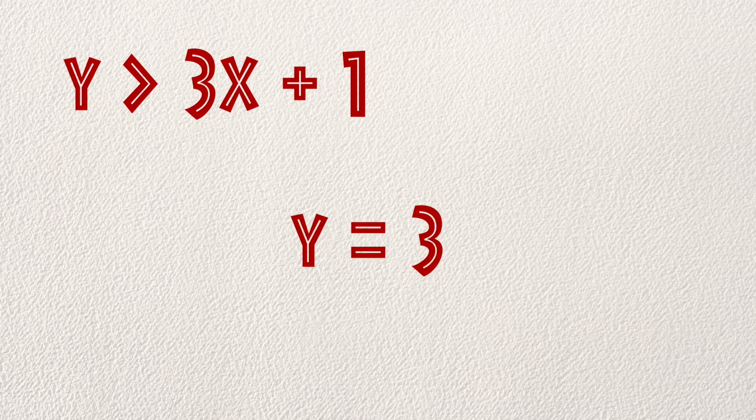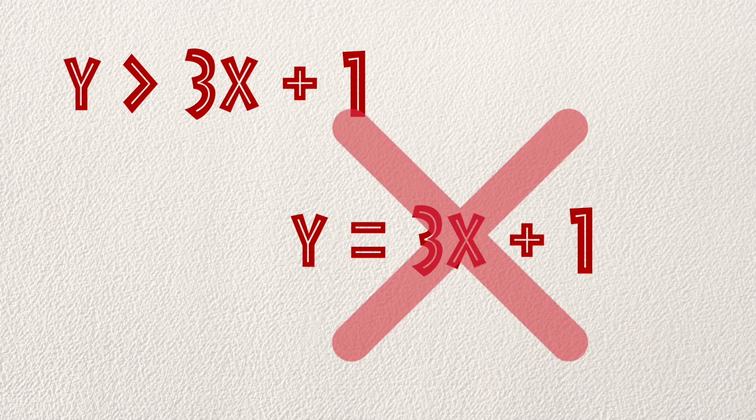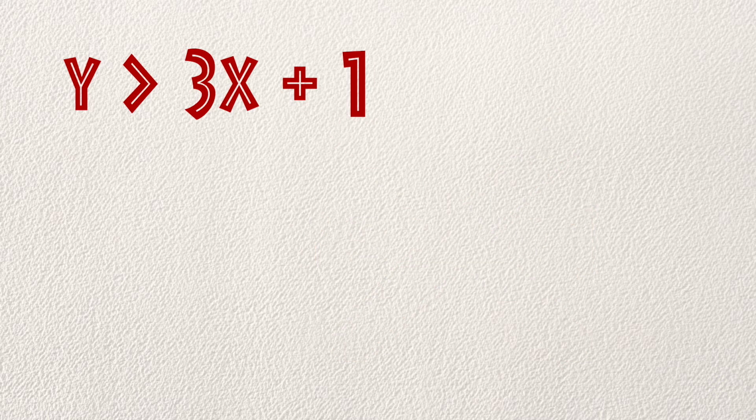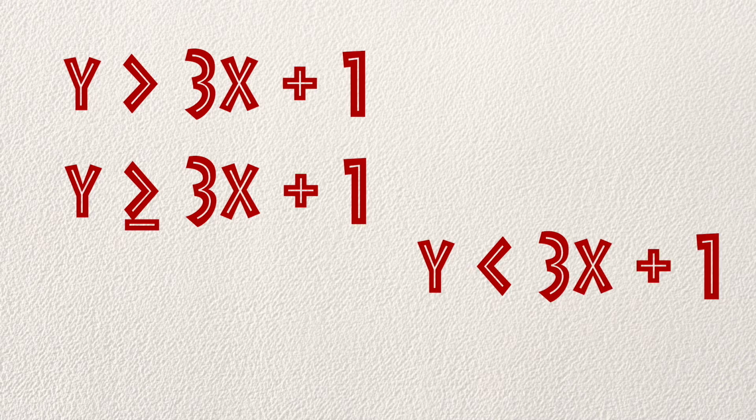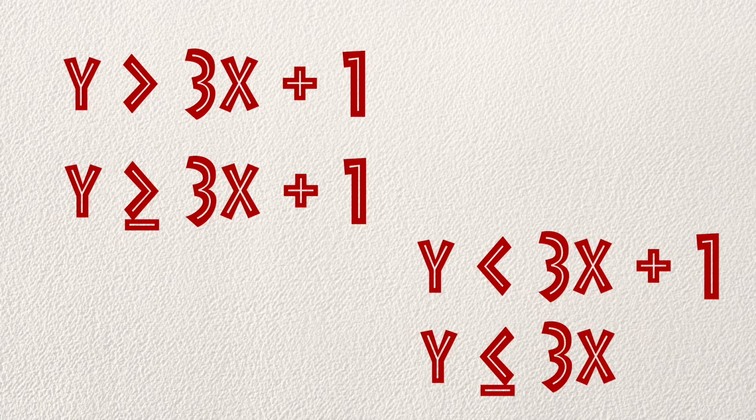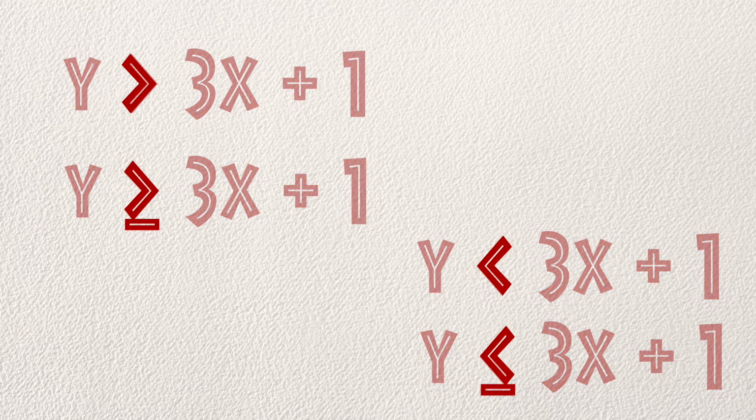So, instead of saying y equals 3x plus 1, we can say y is greater than 3x plus 1, y is greater than or equal to 3x plus 1, y is less than 3x plus 1, or finally, y is less than or equal to 3x plus 1. Well, as you can see, there are four very strange symbols within these four inequalities. What do they actually mean?